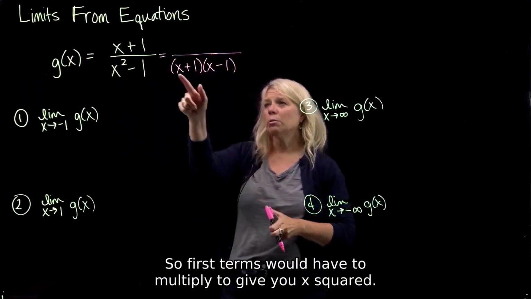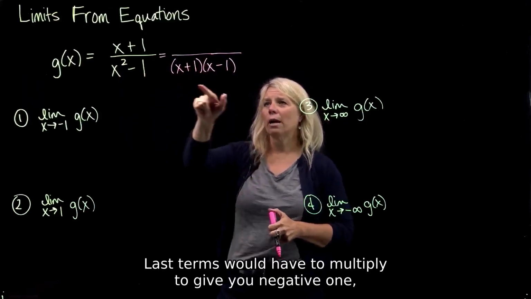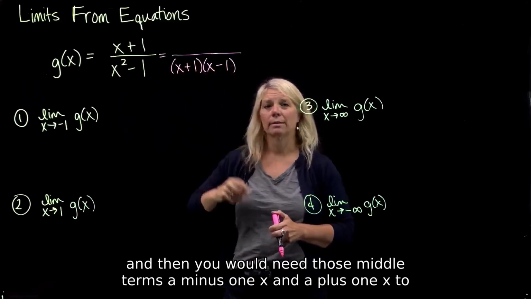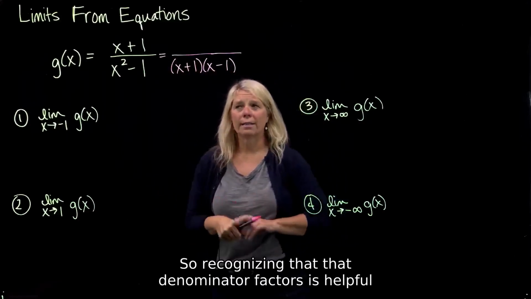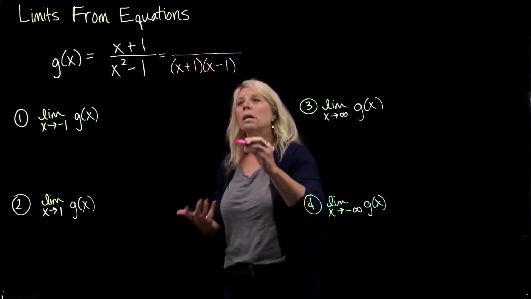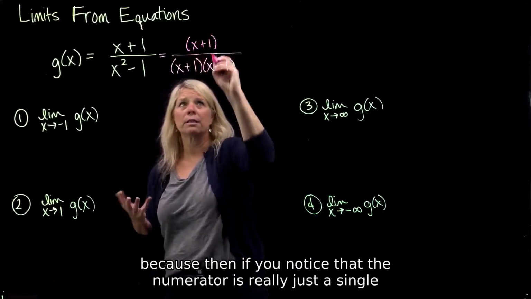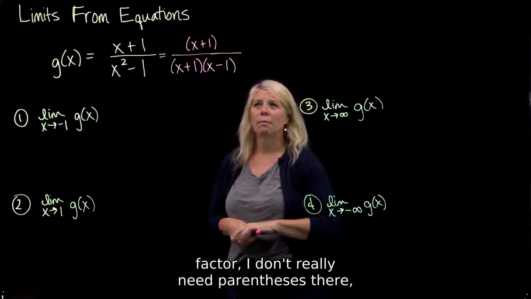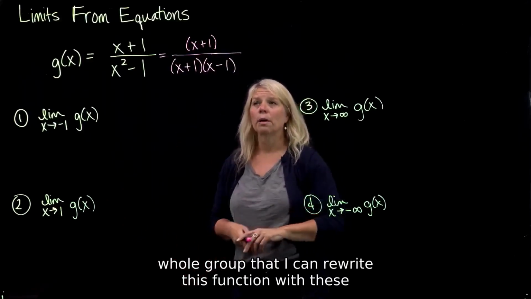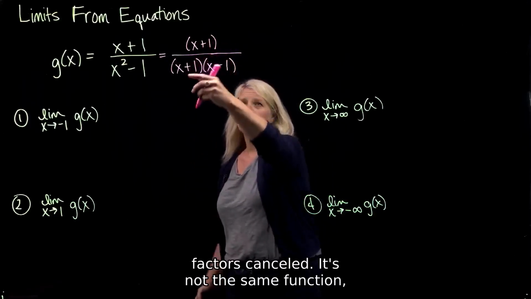So first terms would have to multiply to give you x squared. Last terms would have to multiply to give you -1, and then you would need those middle terms, a minus 1x and a plus 1x, to cancel out. So recognizing that the denominator factors is helpful, because then if you notice that the numerator is really just a single factor, I don't really need parentheses there, but I went ahead and put them there just to remind myself I'm treating that as a whole group, I can rewrite this function with these factors canceled.